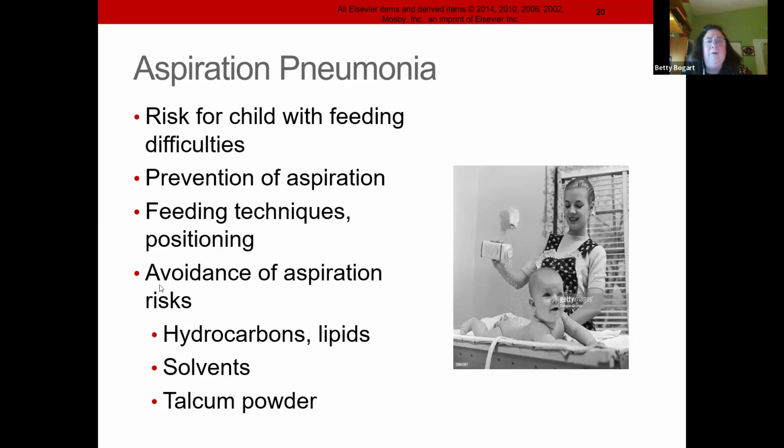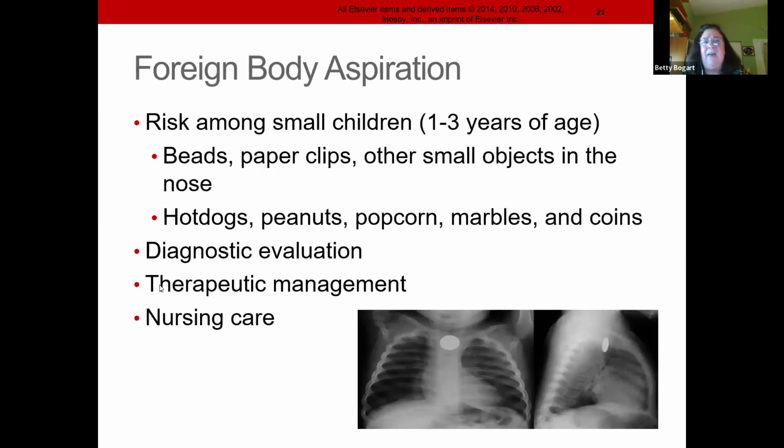So, how would we treat the aspiration from powder? Well, we're not going to put any powder on that child. Smells good, but no, don't do it. The other thing is if we're feeding them, make sure that they're burping well, making sure they're not overfed, and making sure they're sitting up after they're done. And that will help.